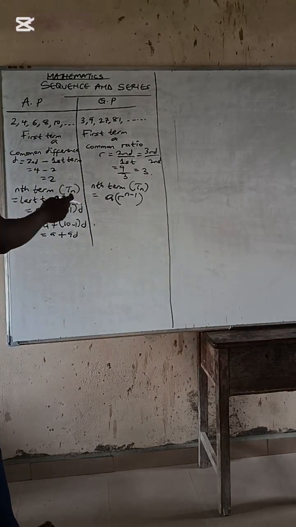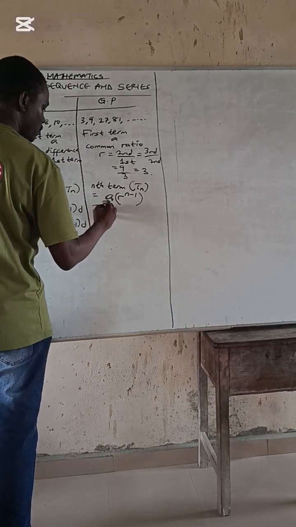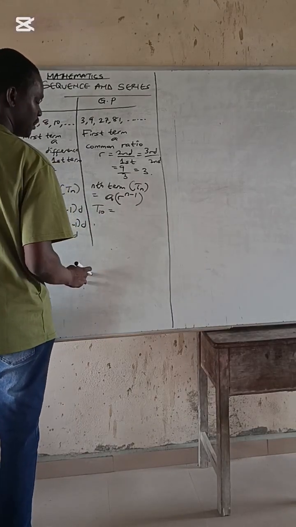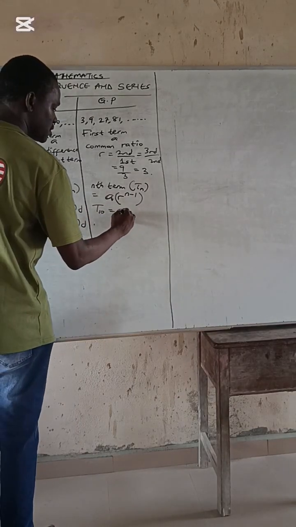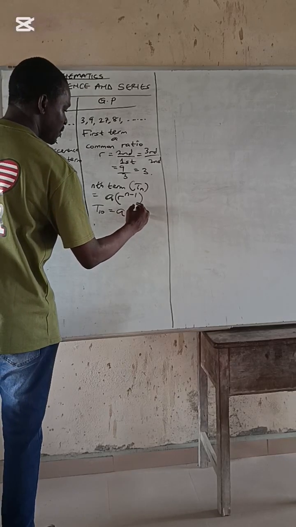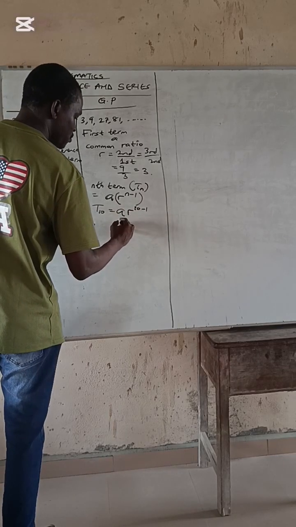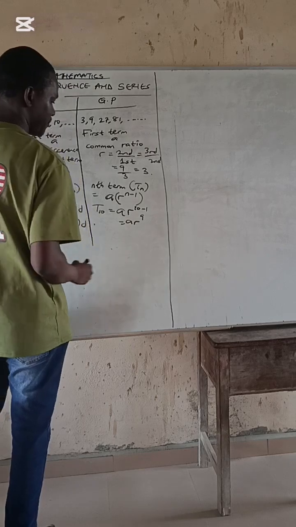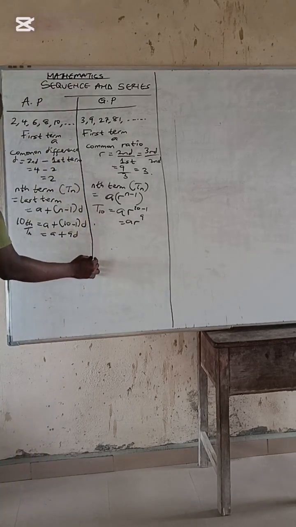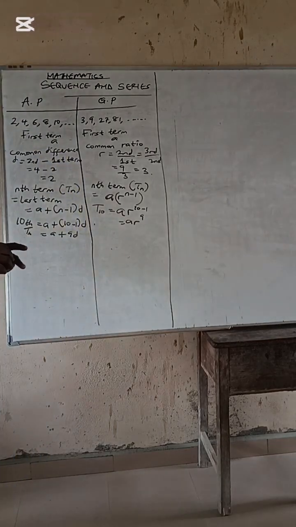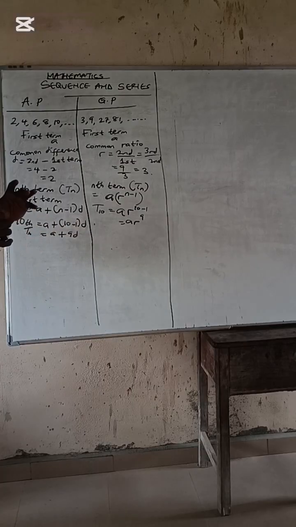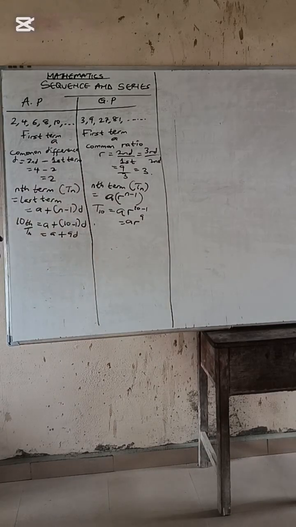So moving on to this. If I should ask you the 10th term of this GP, that means it's going to be what? A r raised to power what? 10 minus 1, which is what? A r raised to power 9. I hope you are following me. So once we are able to understand these basic formulas, we are going to use them to treat some questions under this AP and GP.